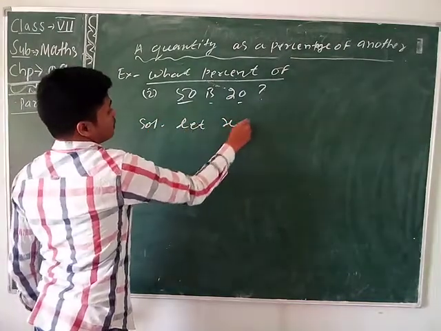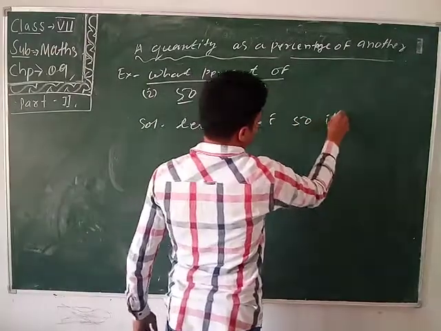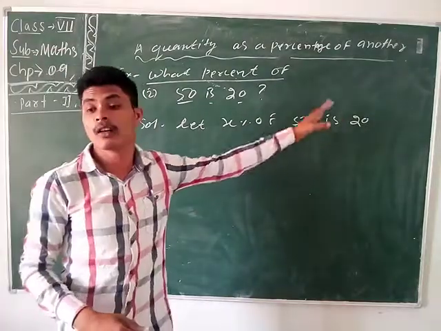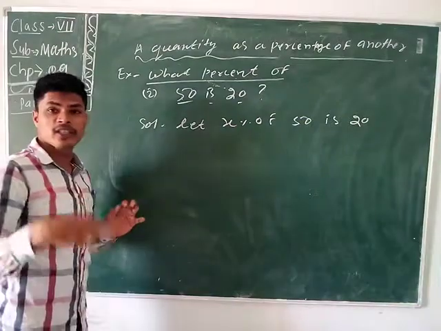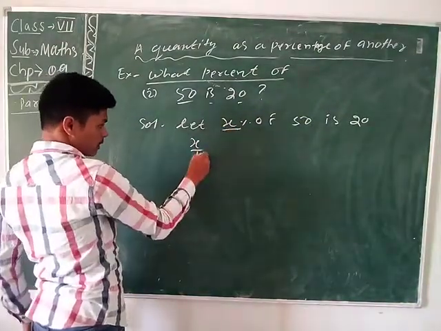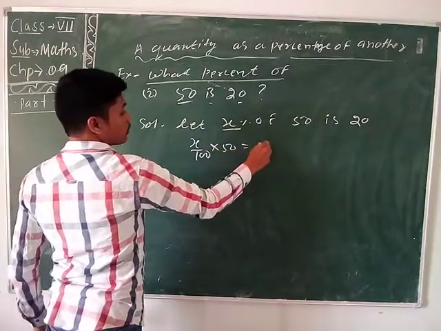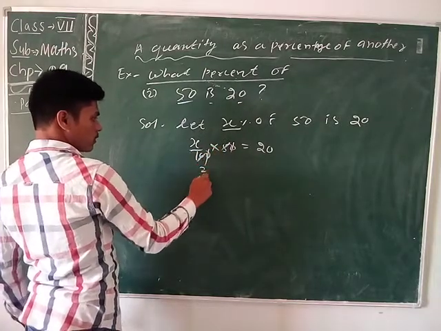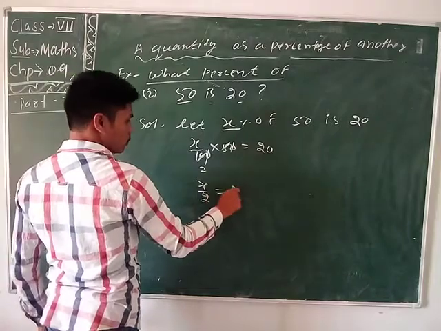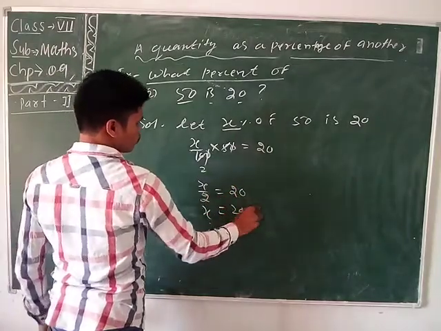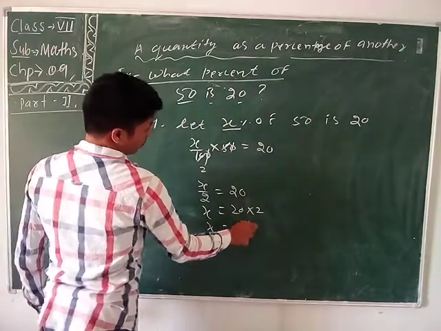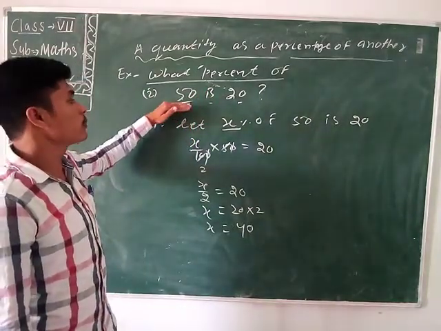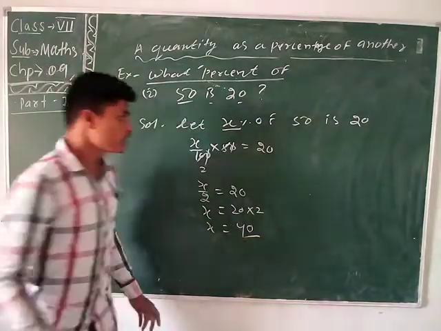Let x percent of 50 be 20. That means x by 100 of 50 equals 20. Here the zero cancels, and 5 tens are 50. So x by 2 equals 20, and x equals 2 into 20, which is 40. So the answer is 40: 40% of 50 is 20.